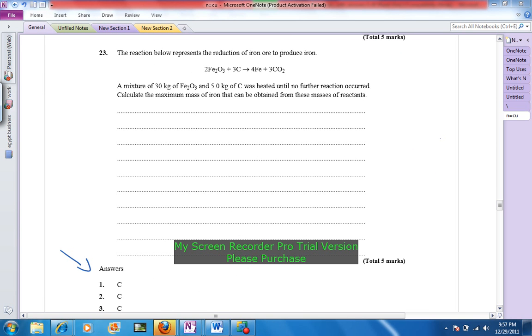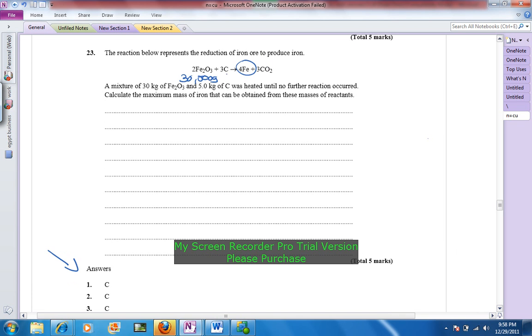Question number 23. Okay, it's 5 marks. It's asking you to get the limiting reagent first so that you can calculate how much product, which one exactly? Maximum mass of iron can be obtained. So, I'll do this one with you, okay? What you do is, it's already balanced for you, so that's great. It's telling you 30 kilograms, which is 30,000 grams.